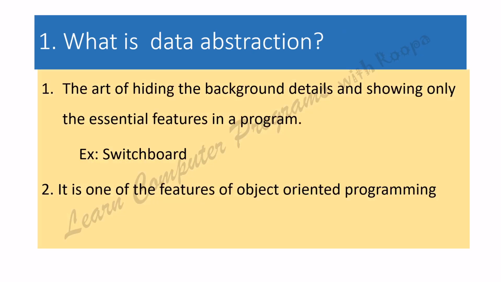What is data abstraction? The art of hiding the background details and showing only the essential features in a program is known as data abstraction. Example, switchboard. It's one of the features of object-oriented programming.